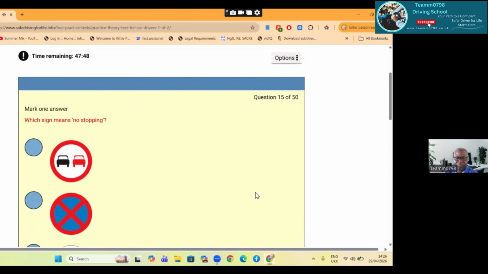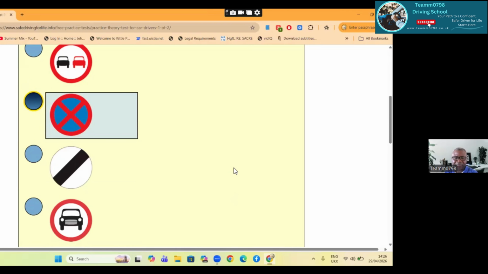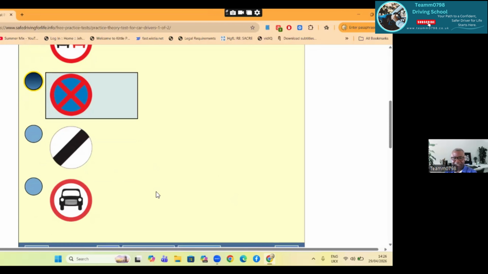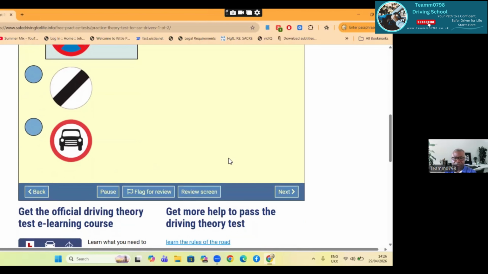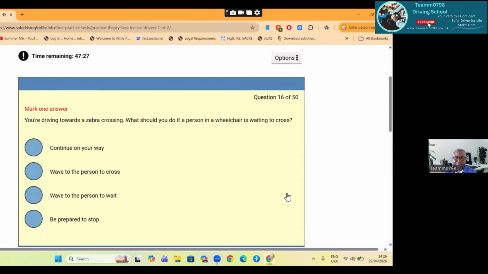Which sign means no stopping? Okay, so this one here, the circle in blue background with the cross in there, is clearway. This is the national speed limit, and the others are no cars allowed or no overtaking. Okay, mark one answer.